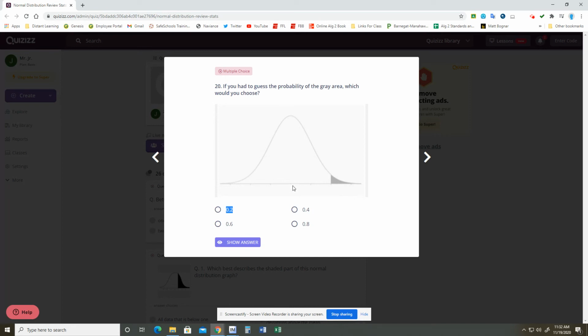I just noticed now they have little dash marks there. Yeah. So that actually would be 2.5%. The closest would be 0.2. Yep, it's the closest, if I had to guess. But again, it would really be 0.025.